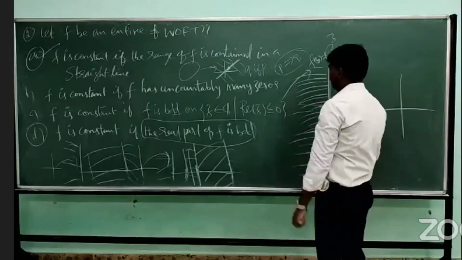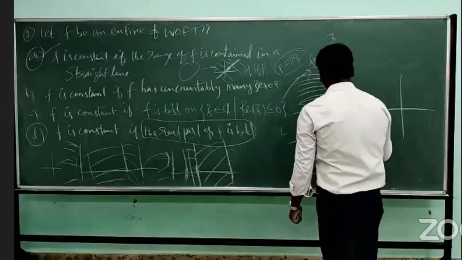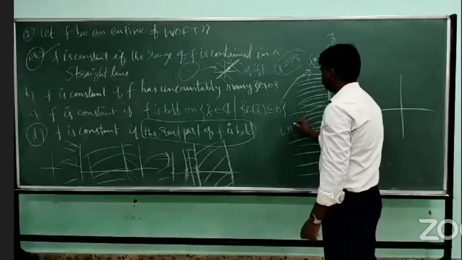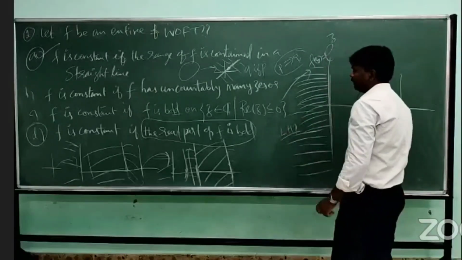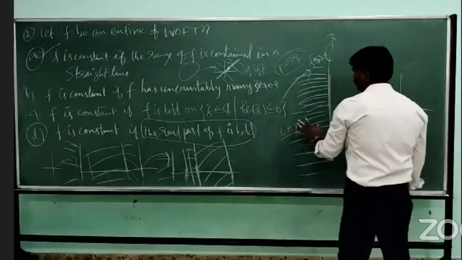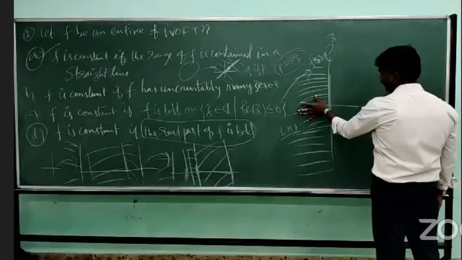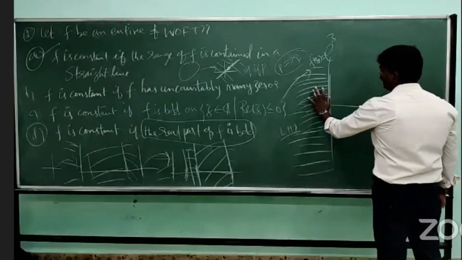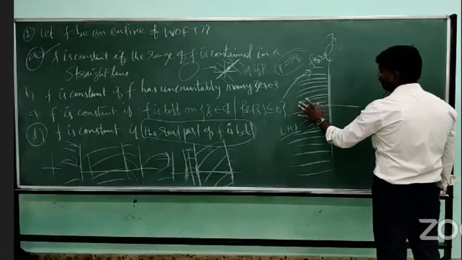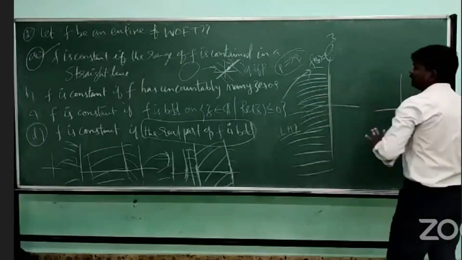So this is the left half plane. This is the left half plane, where the real part is less than or equal to 0. Suppose I have an entire function whose range on the left half plane is bounded, which implies f is constant. That is the question.